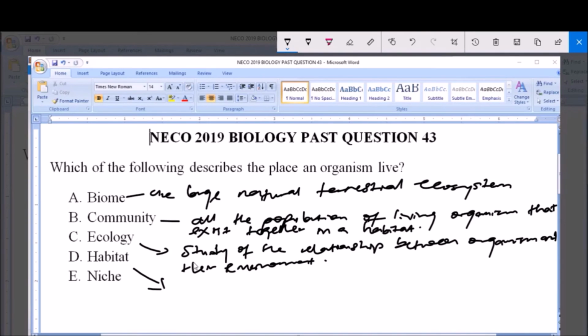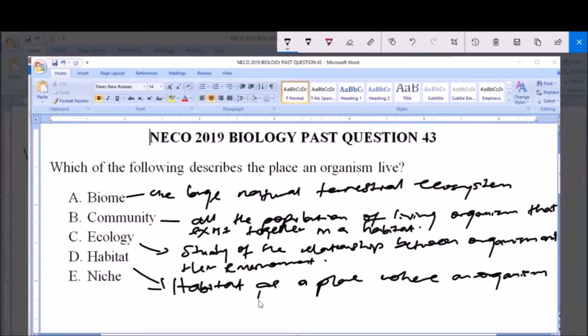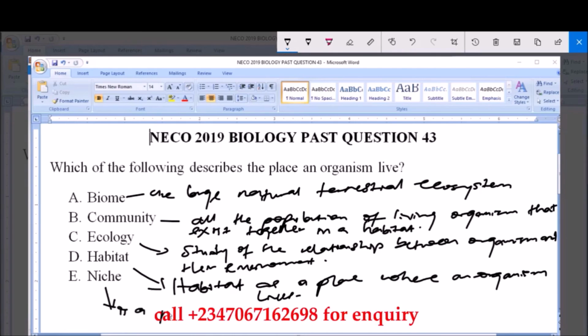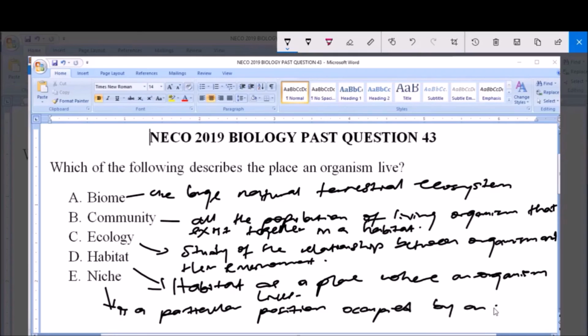Then option D says habitat. Now, habitat is simply described as a place where an organism lives. That's a habitat. Then a niche, or ecological niche, is the particular position occupied by an organism and its function in a habitat.